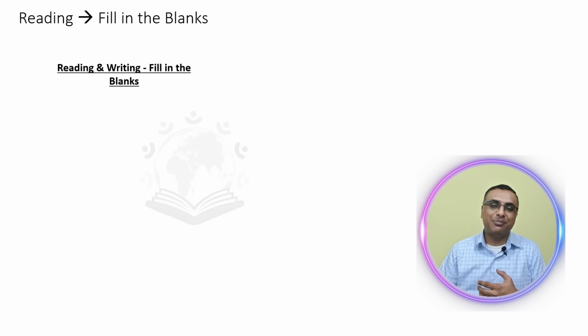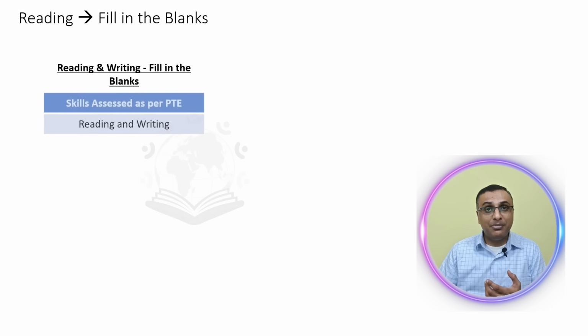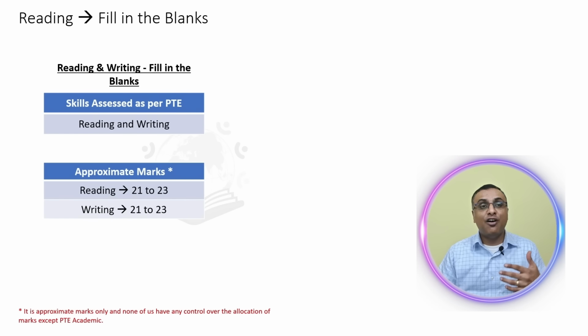Moving ahead, let's understand the scoring criteria and the skills assessed as per PTE for reading and writing fill in the blanks. First and foremost, remember that PTE is assessing your reading and writing skills. Reason being, it is an integrated task. That is why they are giving you marks for both reading and writing skills. Approximately, you are getting anywhere between 21 to 23 marks. Hence, this question is very, very crucial for the reading module and writing module too.